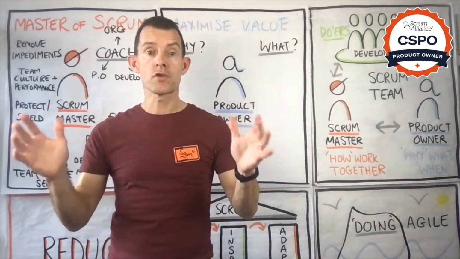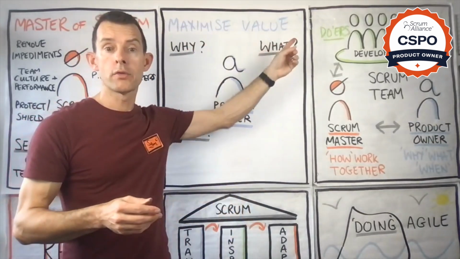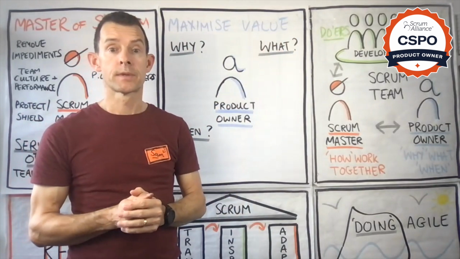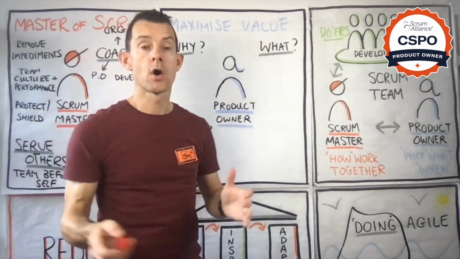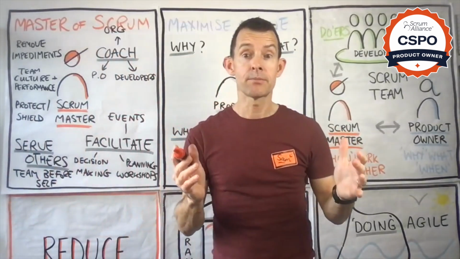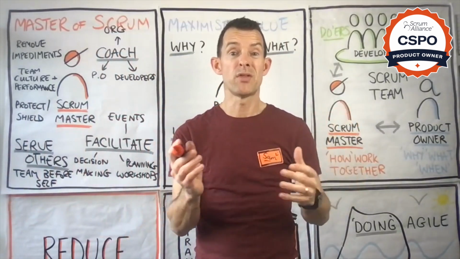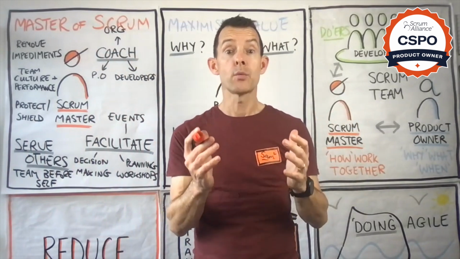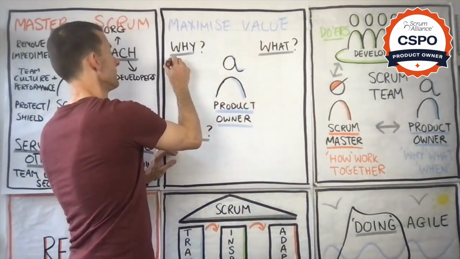Let's go into the three big parts of the role. We've got the why, the what, and the when. First of all, we'll start with the why. It's really important to help connect the developers and the rest of the Scrum team with the purpose. Why are we doing what we're doing?